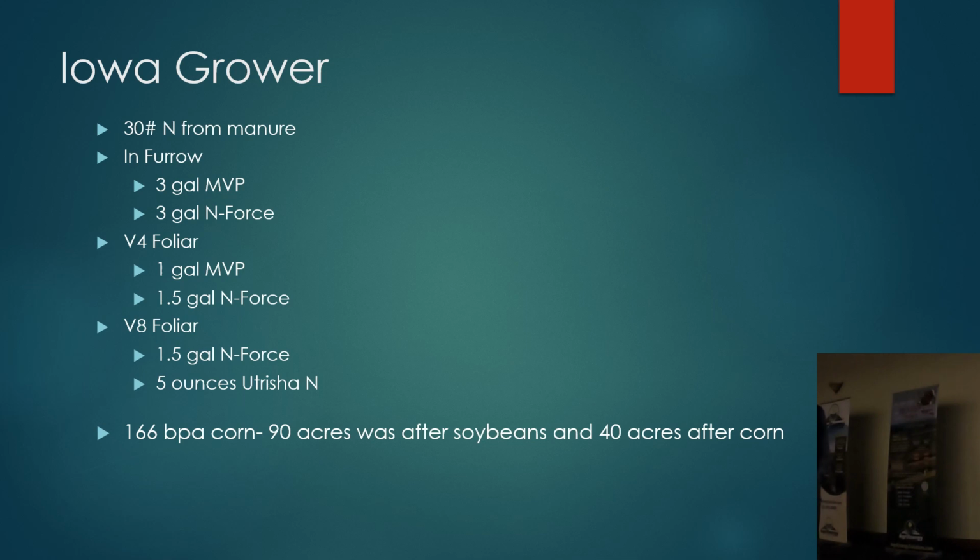90 acres of that was after soybeans and 40 acres was corn after corn. So I thought that was a pretty good overall yield for no more nitrogen input that he had.